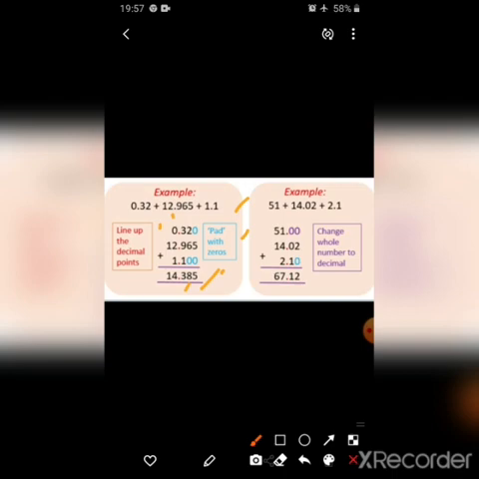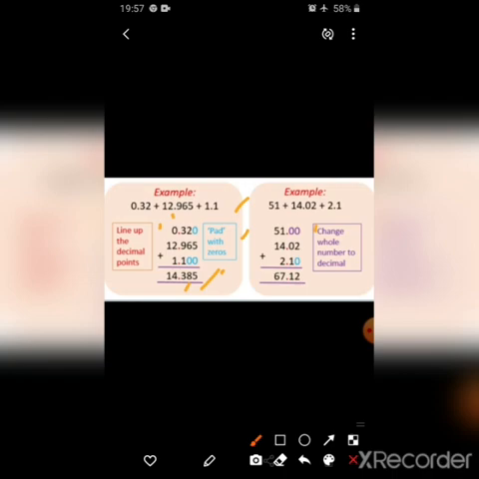Next question: 51 plus 14.02 plus 2.1. Start writing the numbers: 51.00. Then 14.02. 2.10. Look how to write the numbers. Decimal point will come below decimal point.